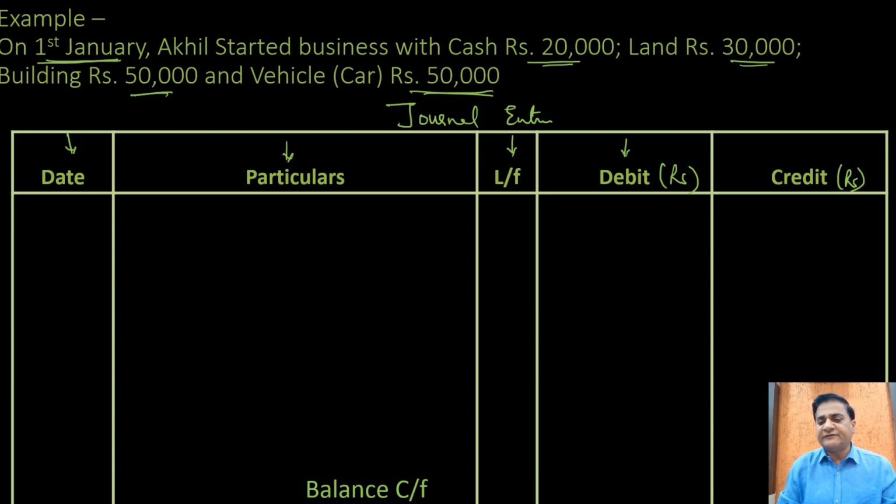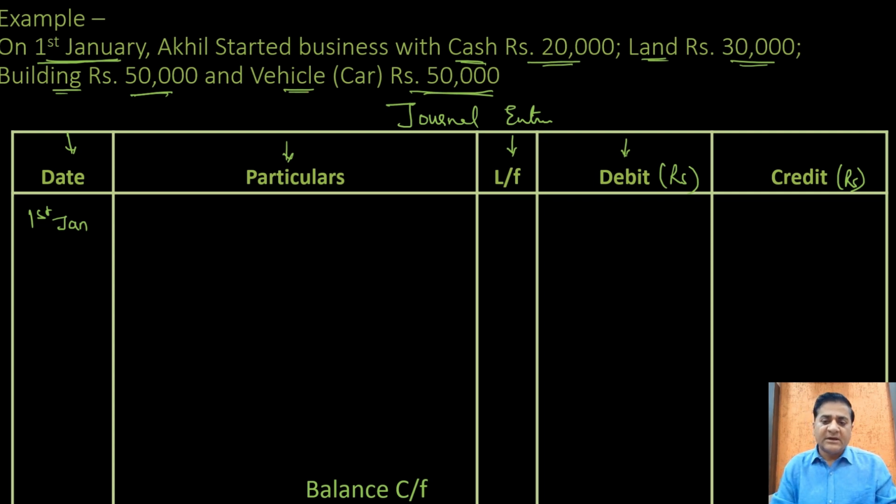Right? So I would start with the date of the transaction, 1st of January. So I would say 1st January. What are the accounts which are involved here? One account is the cash account, the other is the land account, the third is the building account, and the fourth is the vehicle or car account.